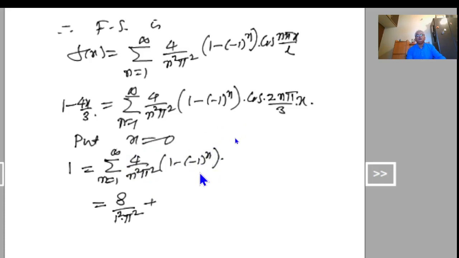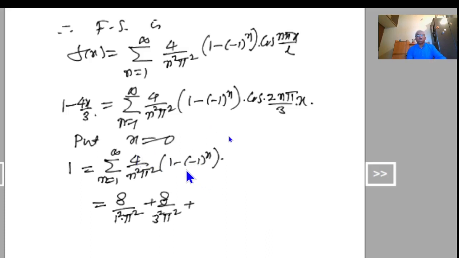Next, put n equal to 3. Then again we are getting cos n pi equal to minus 1. 1 minus of minus 1 is plus 1, that is 1 plus 1 is 2. 2 into 4 is 8. 8 by 3 square pi square plus.